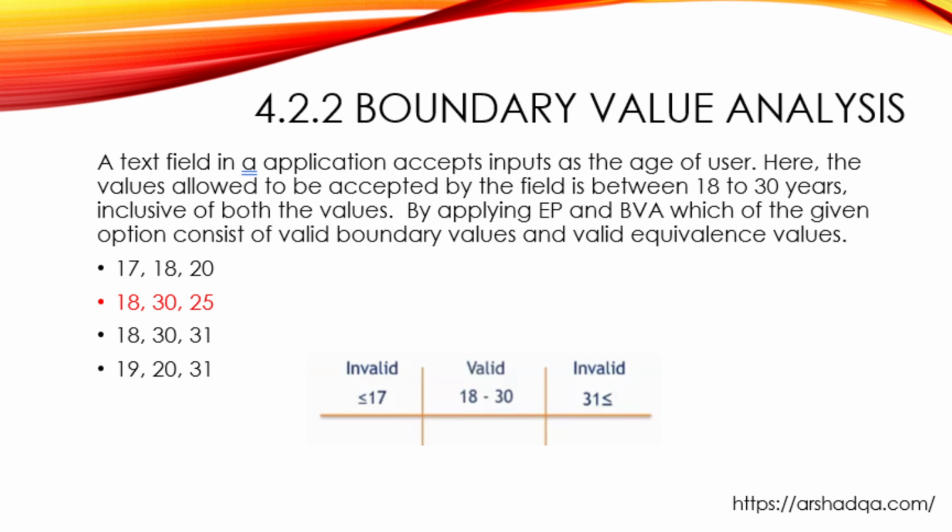Boundary value analysis, another example. A text field in the application accepts input as the age of a user. The values allowed to be accepted by the field are between 18 to 30 years, inclusive of both values. By applying equivalence partitioning and boundary value analysis, which of the given options consists of valid boundary values and a valid equivalence class? We need to identify the valid boundary values and valid equivalence values. In this case, it will be 18, 30, and 25. In the valid class we have 18 to 30, so 18 and 30 will be included, and then we have 25. All the other options are wrong.